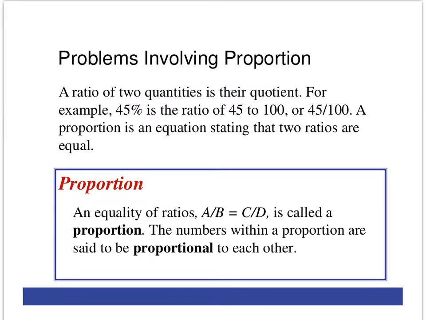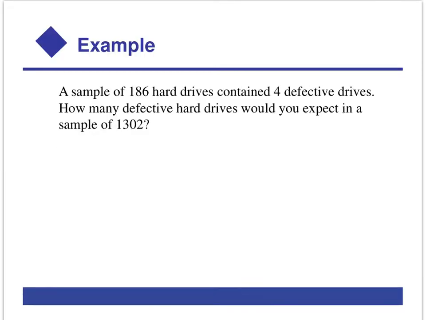Now, problems involving proportions. These are ratios, and these are things that we have done before. So this will not be a surprise. Okay, a sample of 186 hard drives contain 4 defective drives. How many defective drives would you expect in a sample of 1,302? So 4 out of 186 equals x over 1,302, and we're looking for how many of those would be defective.